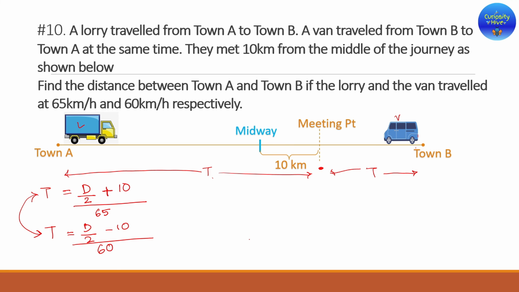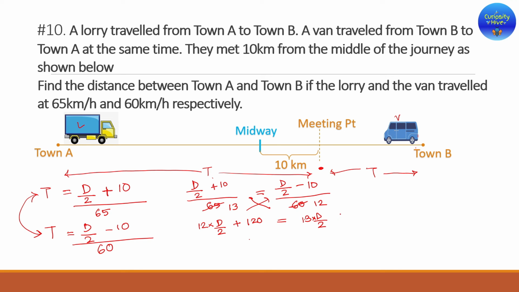So let's solve this. So this becomes d by 2 plus 10 divided by 65, which is equal to d by 2 minus 10 divided by 60. Now if we divide by 5, this is 13 and this is 12. I've reduced it, and now I will move it here. I'll cross multiply and make it a linear equation. So 12 times d by 2 plus 120 is equal to 13 times d by 2 minus 130.